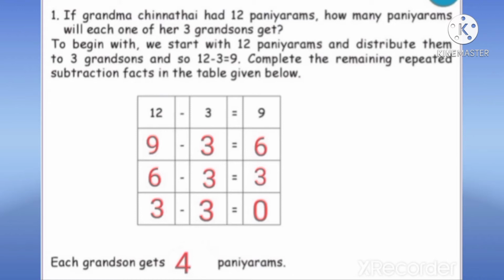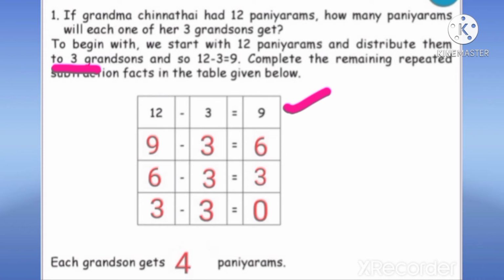Next, we are going to see repeated subtraction problems. See children, first sum, if Grandma Chinnathoy had 12 paniyarams, how many paniyarams will each one of her 3 grandsons get? See children, to begin with, we start with 12 paniyarams and distribute them to 3 grandsons, and so 12 minus 3 equal to 9.